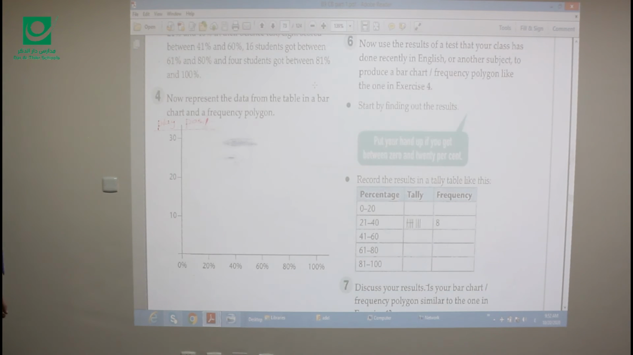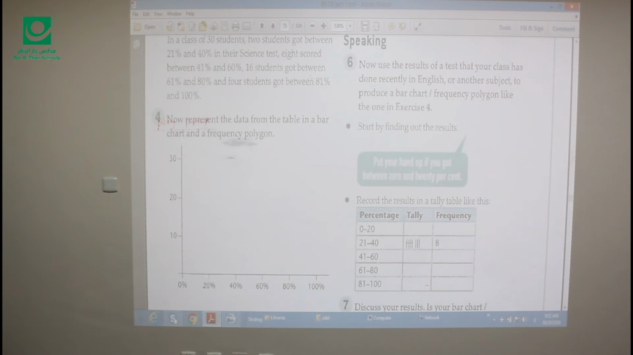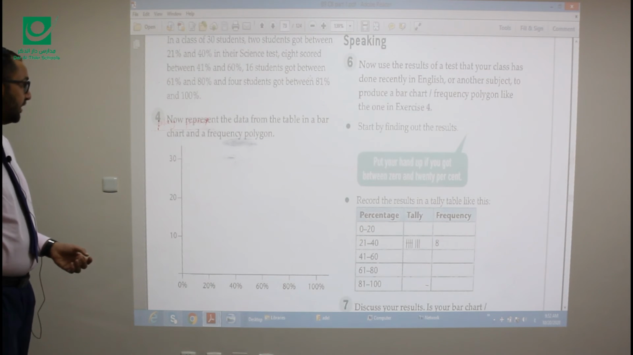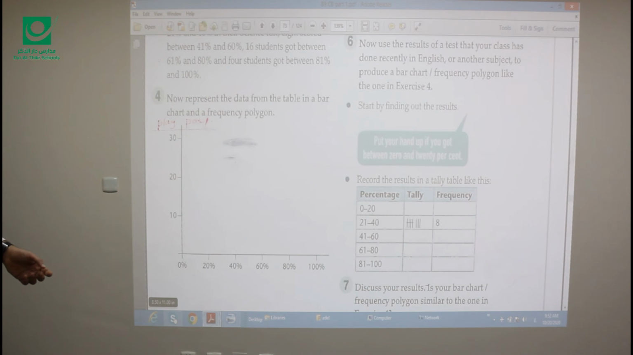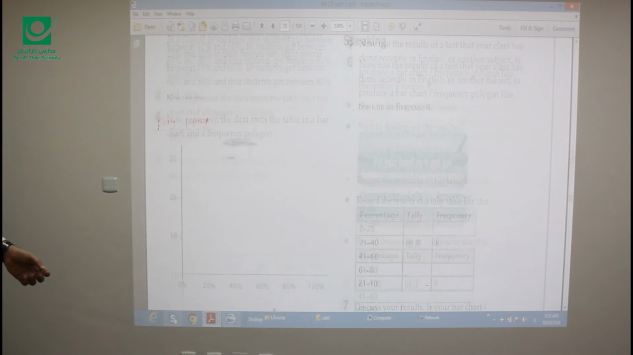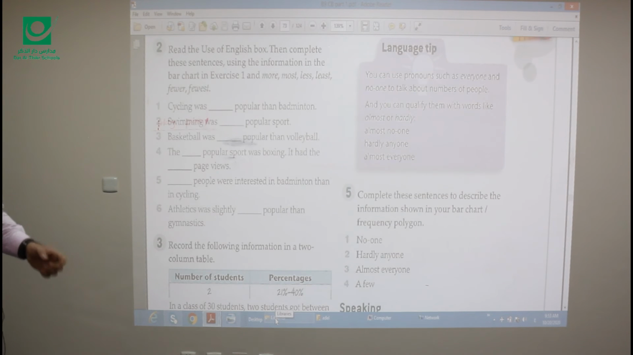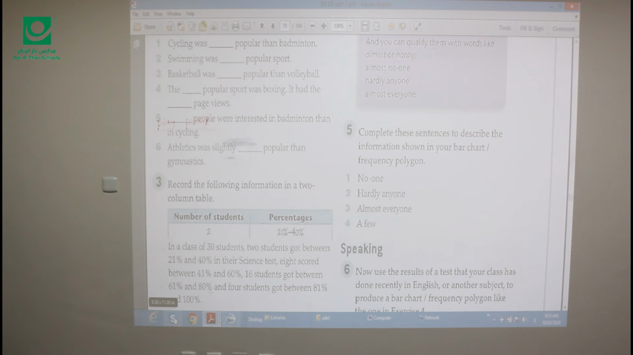Now we need to represent the data from the table, and we put them in a bar chart and a frequency polygon. So we have this kind of bar chart. We're going to draw it together. We will also have the frequency polygon, and in those parts we're going to show you during the online session how we draw them. This is very important to use.